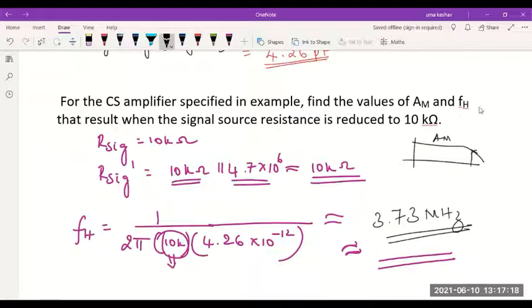So we see when we reduce the signal generator resistance by 10 times, its upper cutoff frequency will almost increase by 10 times. What I had as 380 kilo or 0.3 mega, it will become 3 mega, 3.7 mega or something. Is that clear? So into 10 times I'll have the old FH into 10 in this case when signal generator resistance reduces. Okay, with this I think we'll stop.